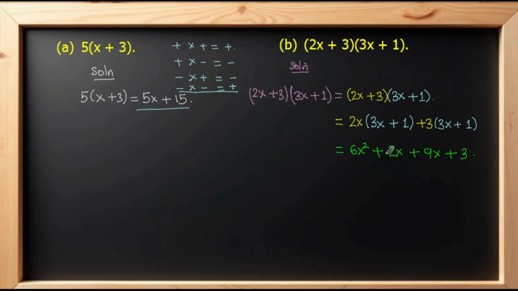Now we notice the terms in the middle both have x to the power 1, so we need to simplify this. Therefore we have 6x squared. Now 2x and 9x simplify to 11x, so we have plus 11x and then plus 3. So when we expand 2x + 3 and multiply by 3x + 1, the result is this.